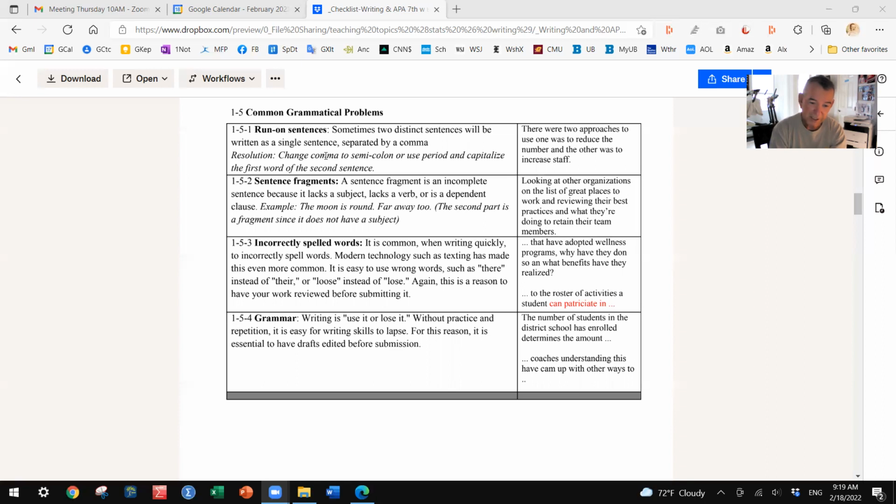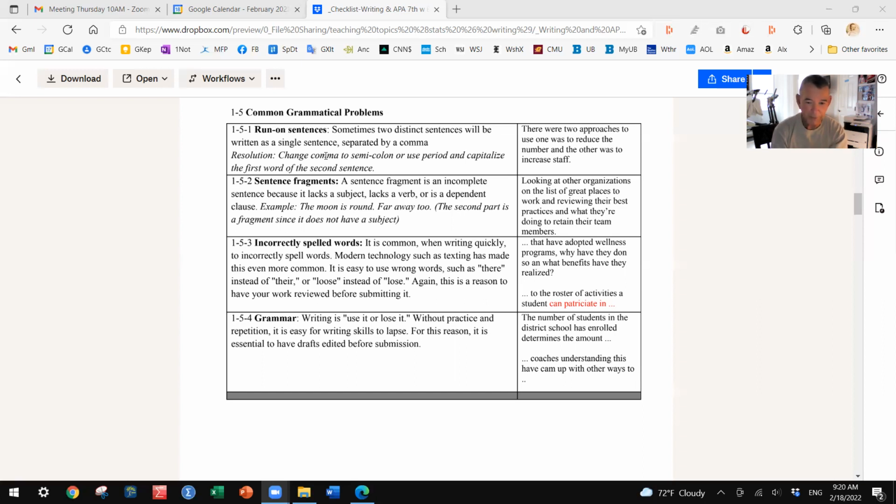And then a lot of students, I don't know if this is a regional language thing, they say loose instead of lose. Like, I lose my book or whatever. So you have to be very careful about that. And then you can see examples on the right-hand side that have adopted wellness programs. What have they done, DON, so, and what benefits have they realized?